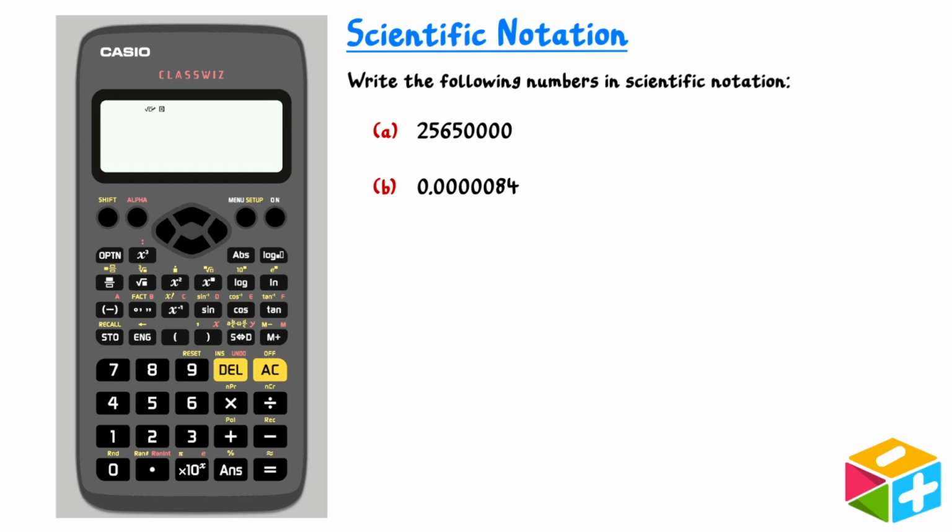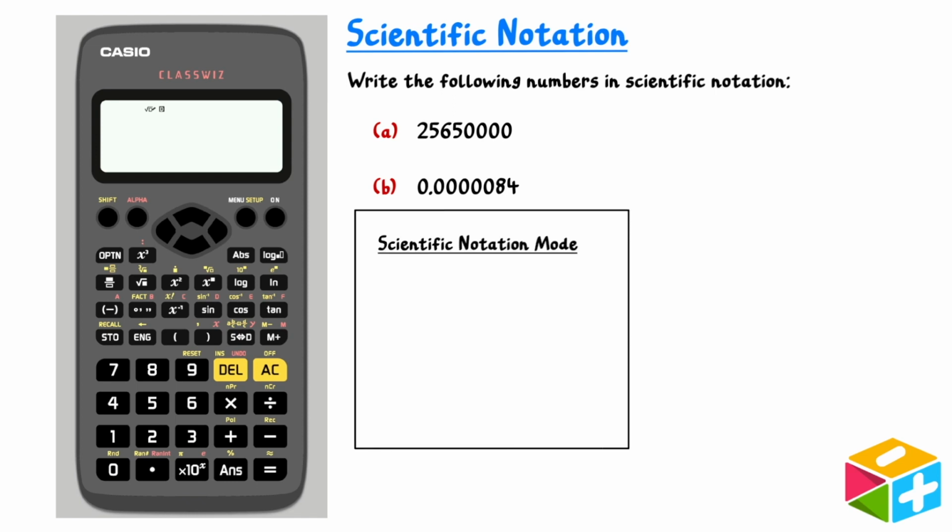Sometimes Leaving Cert Maths questions ask you to convert a number from decimal form to scientific notation. If you know what you're doing, your CASIO calculator can help you here. In this illustration, we'll work with 2 examples. The first is a very large number, and the second is a very small number. We need to put our calculator into scientific notation mode.